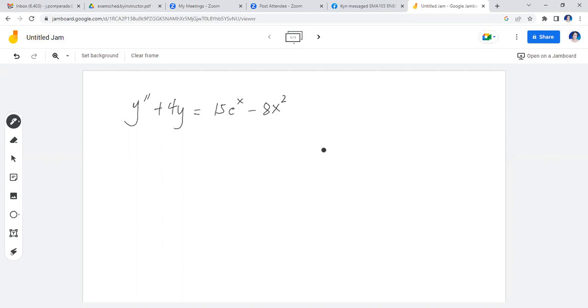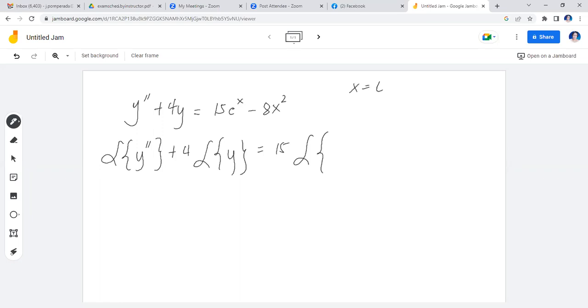Okay, so that's our DE. A second order DE. The right side is a combination of an exponential function and a second degree polynomial here. Okay, so we will use Laplace in this case. So I will take the Laplace of y double prime. I will take the Laplace of y, not forgetting that the 4 exists. And I will have 15 Laplace of, I will change the x to t.